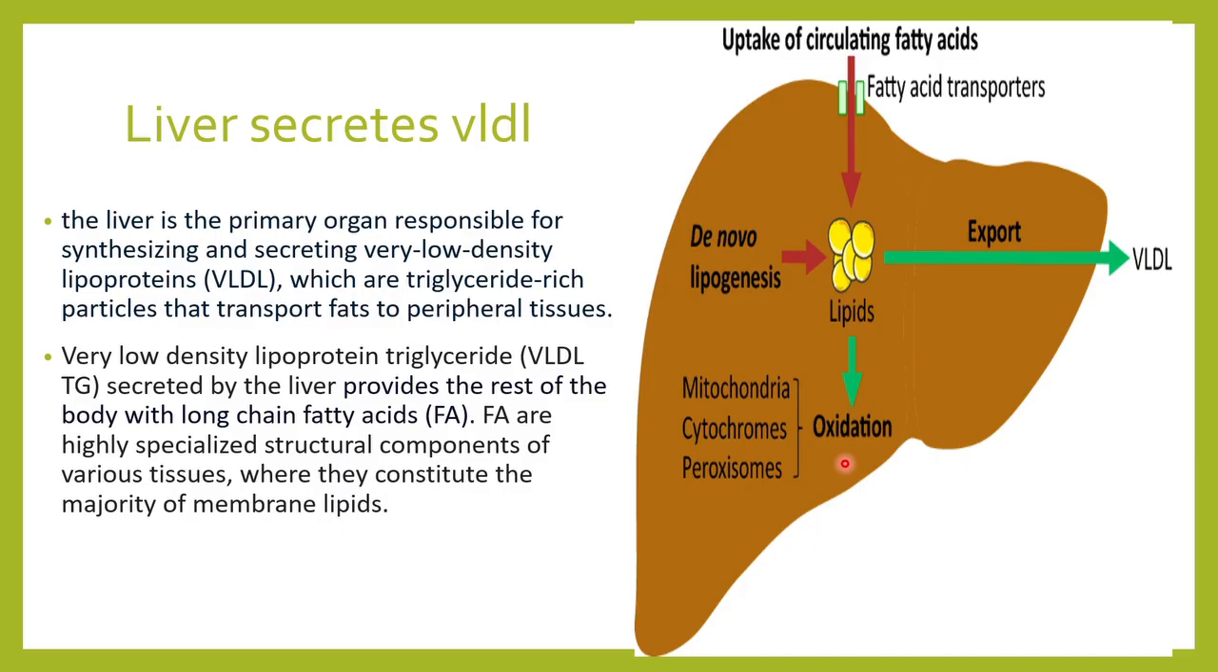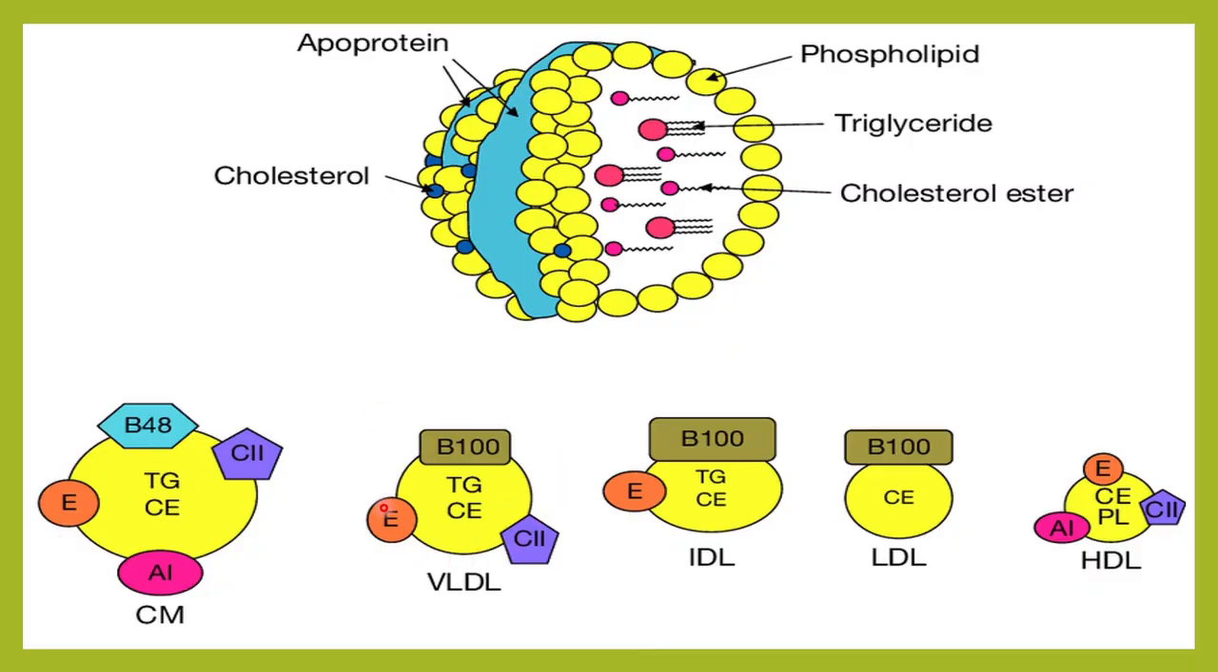Moving ahead, we will see that the liver is a very important organ in lipid metabolism, and the liver is the primary organ responsible for synthesizing and secreting the VLDL. VLDL is another lipoprotein which carries your triglyceride, and these triglycerides are carried to the peripheral tissue where they can be utilized. So these triglycerides will be providing fatty acids to the peripheral tissue, and these fatty acids are utilized for formation of the membranes, for formation of hormones, and various other functions. So this is the VLDL molecule.